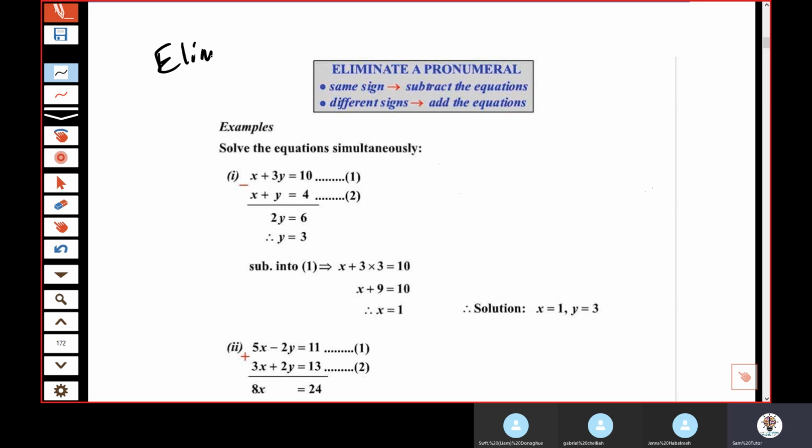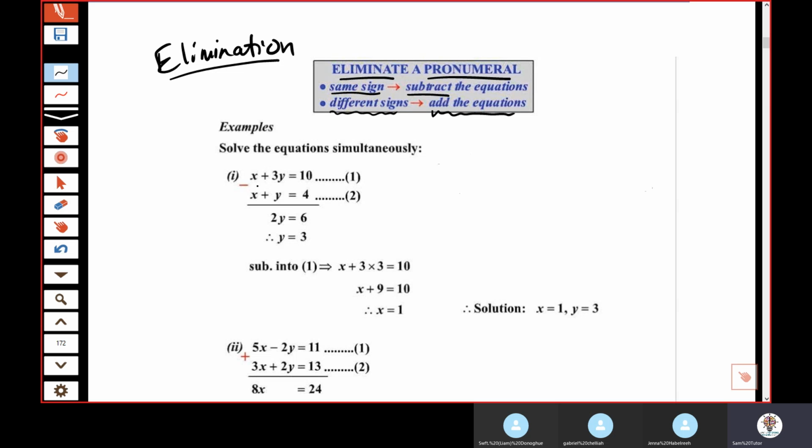So remember, there's two. There's elimination, and then there's substitution. We're going to learn elimination. The idea with elimination is to eliminate a pronumeral. So you've got to eliminate one of the letters. Okay. The trick to them is this. If they've got the same sign, you always subtract the equations. If they've got different signs, then you will add the equations. You'll see what that means in a sec.